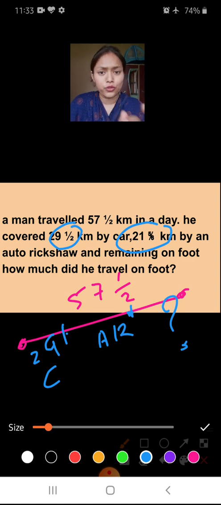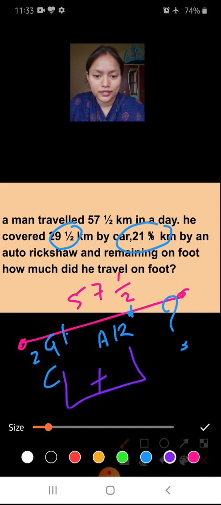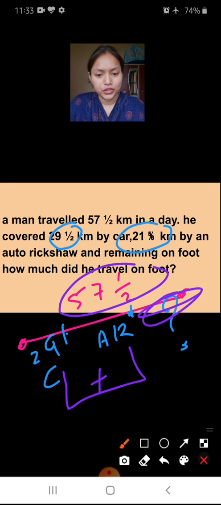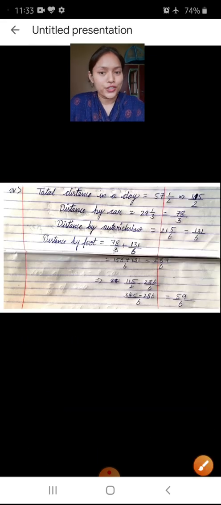Now you have to find the remaining portion. For this, you have to add the distance covered by car and auto rickshaw together, and subtract from the total distance. Then you will get the remaining portion that he will walk on foot. So let's try to do it. First of all, we have to convert the mixed fractions given into improper fractions.